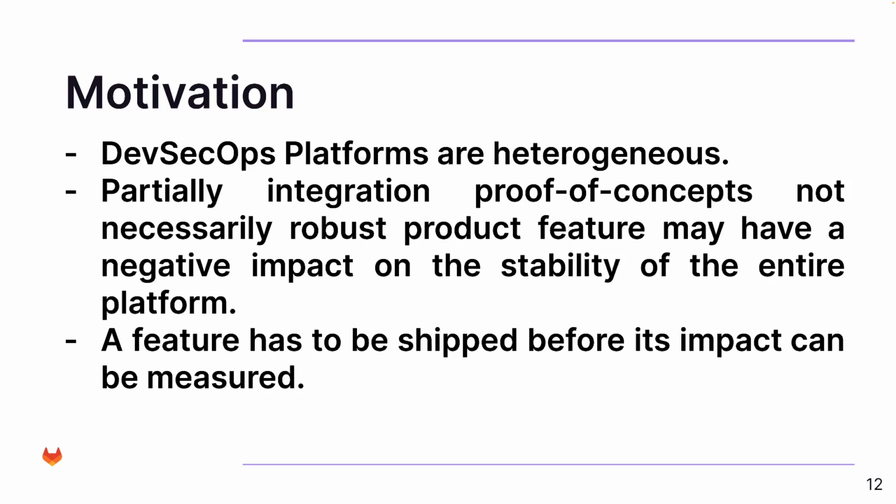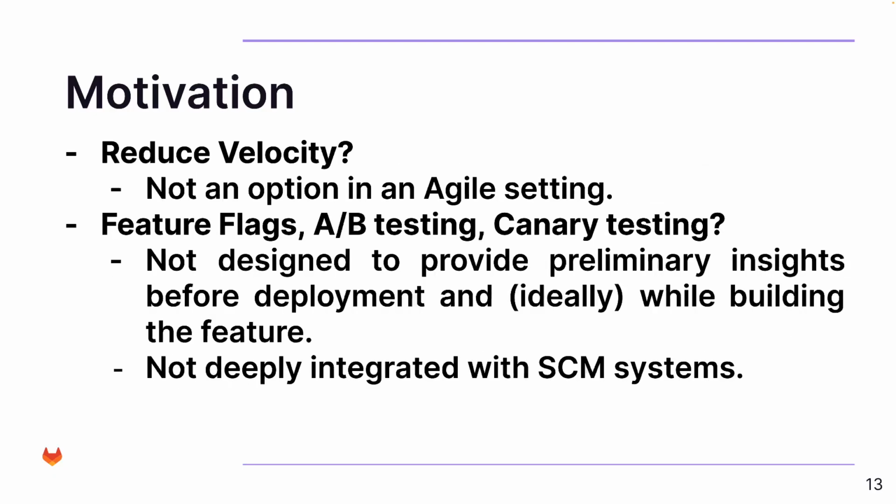How can we somehow evaluate a feature without having to deploy it first, so that we can reduce the risk on the stability of the DevSecOps platform? What we could do potentially is reduce velocity, but this is not really an option in an agile setting. Or we could use best practices or common testing strategies like feature flags, A/B testing, canary testing, and we actually use all of that.